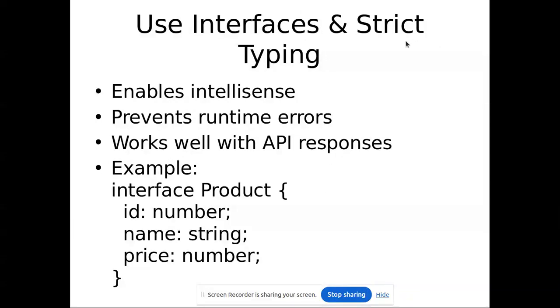Use interfaces and strict typing, so enable IntelliSense, prevents runtime errors, works well with API responses. So whenever you have a call with an API, make sure you create an interface and use it rather than making the variable any.